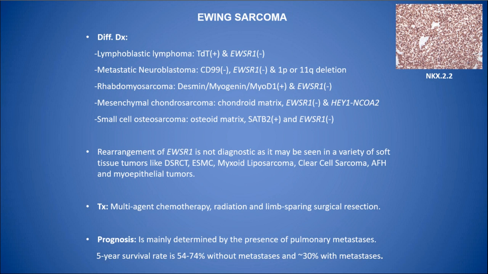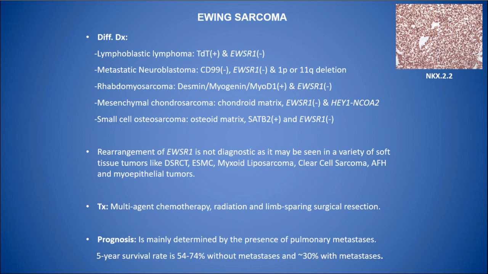And finally, small cell osteosarcoma, which is characterized by osteoid matrix, which is sometimes very focal and hard to find. And the tumor cells are strongly positive for SATB2. Absolutely not specific, but very helpful in tumors of osteoblastic lineage. And of course, EWSR1 rearrangements are not detected.